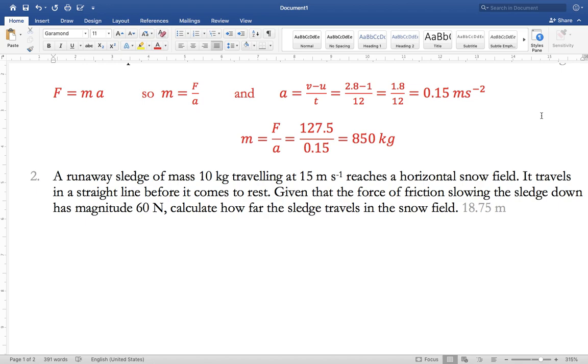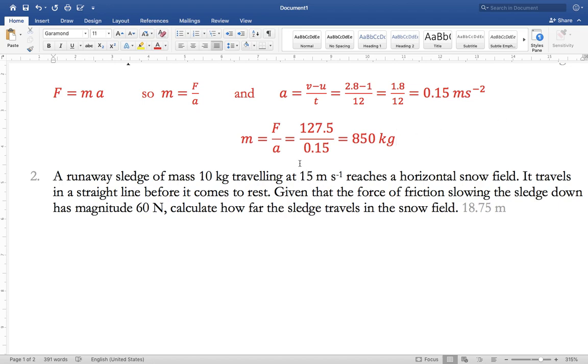A runaway sled of mass 10 kilogram traveling at 15 meter second minus 1 reached a horizontal snowfield. It travels in a straight line before it comes to rest. Given the force of friction slowing the sledge down has magnitude 60 Newton, calculate how far the sledge travels in the snowfield. The answer is 18.75.